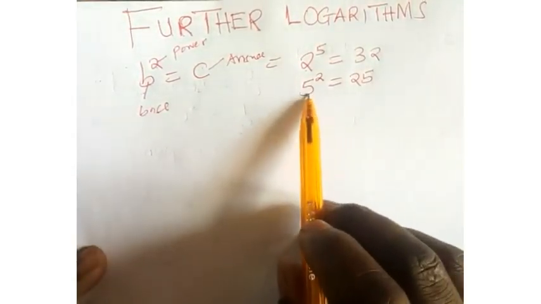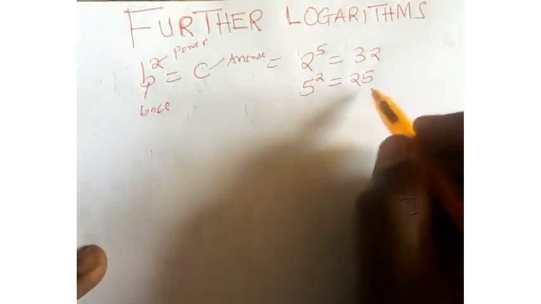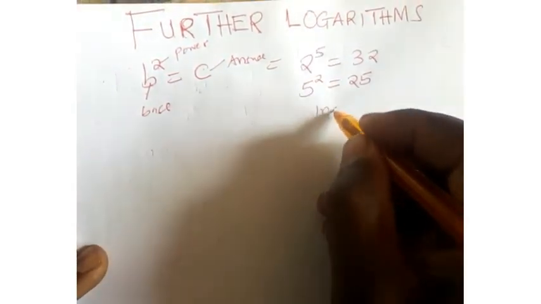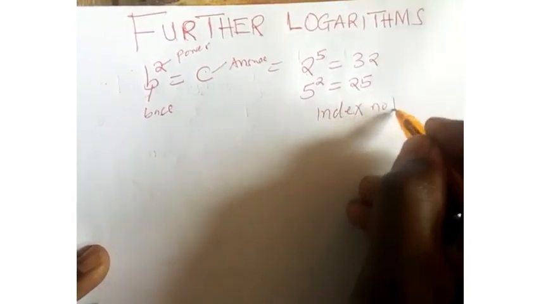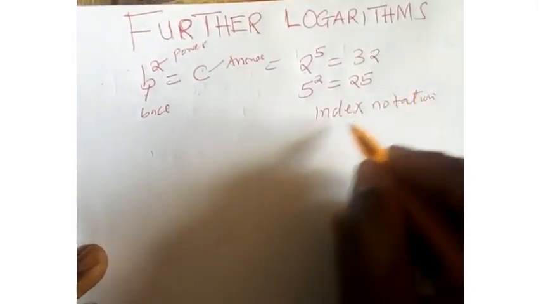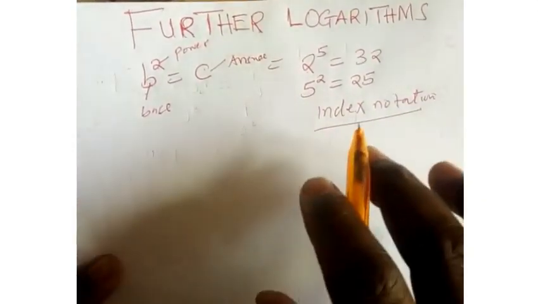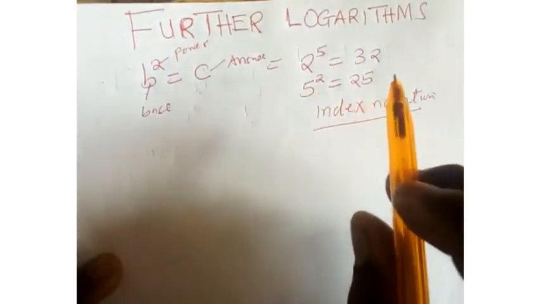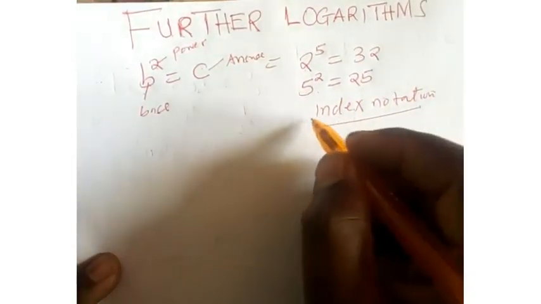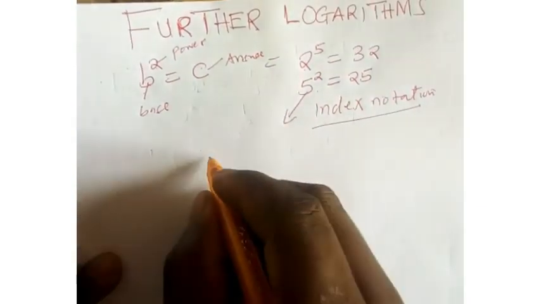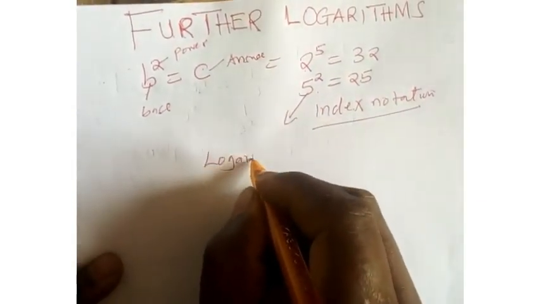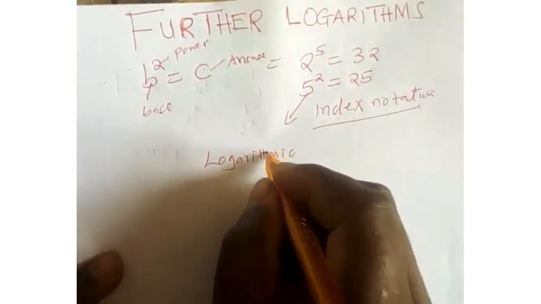When we represent a number like this, we call it the index notation. We can write this number in the logarithmic notation. Similarly, we can write this number in logarithmic notation.